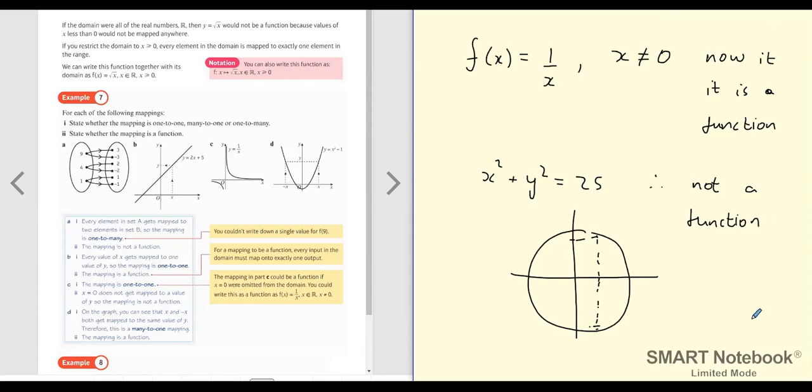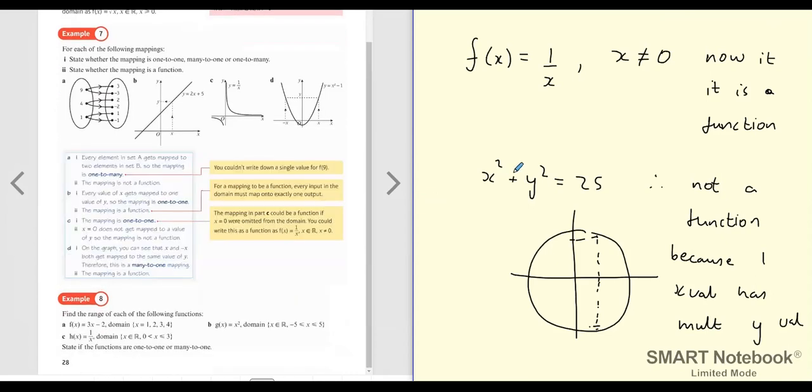Okay. And we can't turn this into a function either. There's nothing we can do unless we said y is greater than 0 or y is less than 0, but that's rarely done. Okay, so this is not a function because one x value has multiple y values. Right, okay. So you understood that.